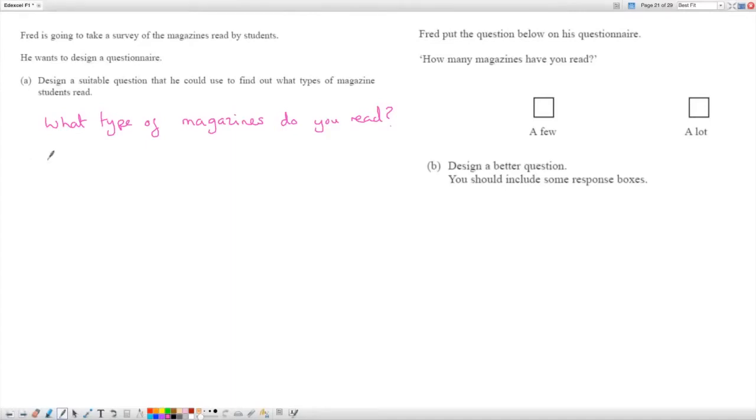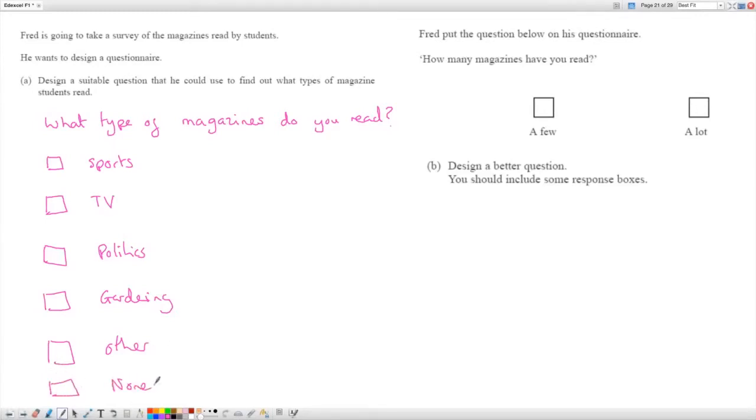But importantly now you need to give them some options. So picking some types, for example, sports, TV magazine, politics, gardening, any magazine you can think of that gives an option, and importantly, a final box of other. So 3 or 4 choices and then an other box, or indeed none if they don't read magazines.